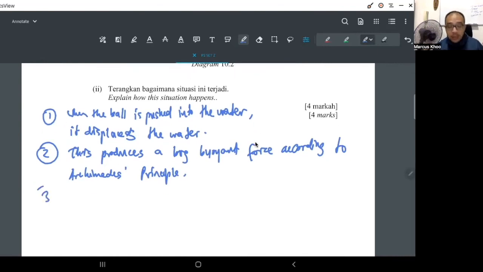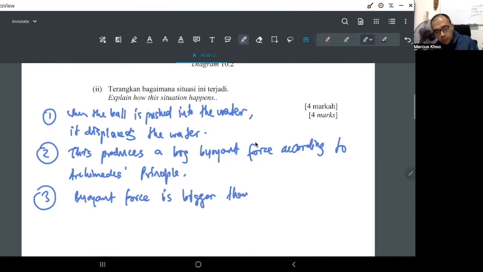But wait, just a minute. Buoyant force is always there. Okay, but the reason why it goes up is because the buoyant force is bigger than the weight of the ball.